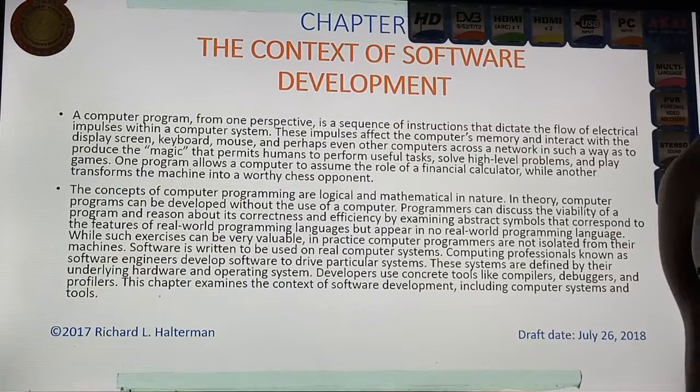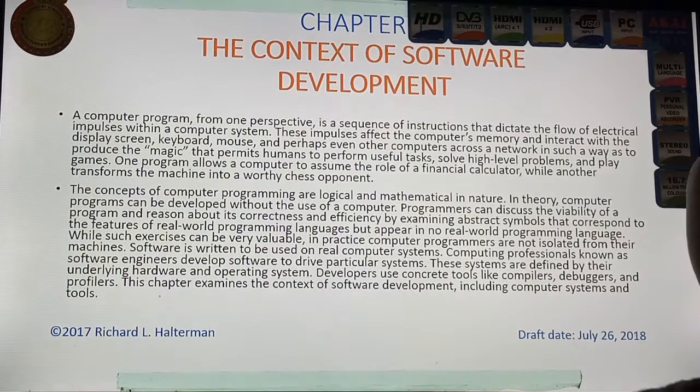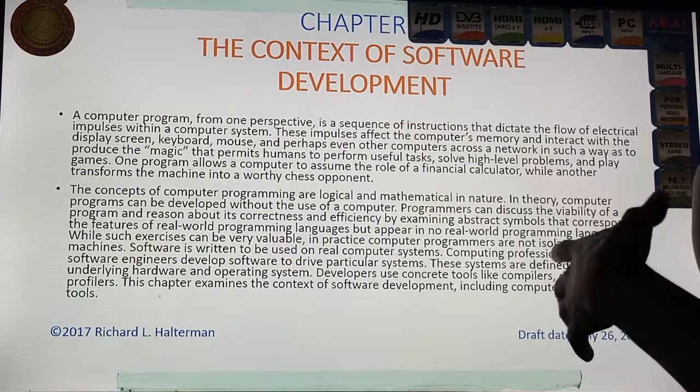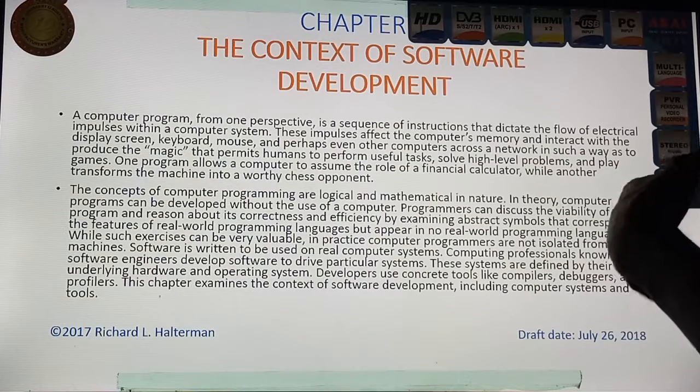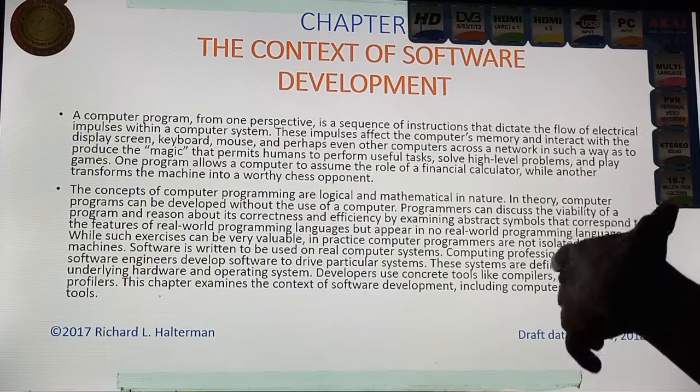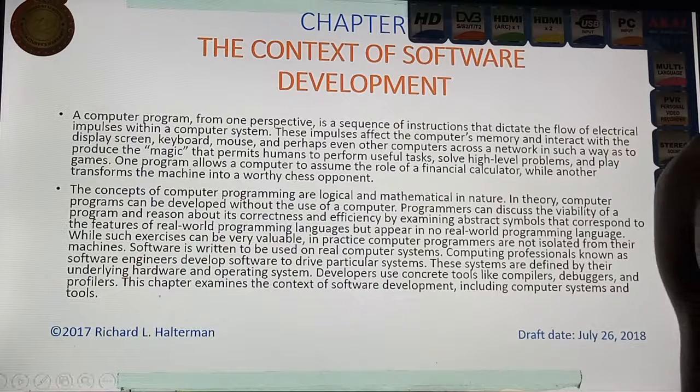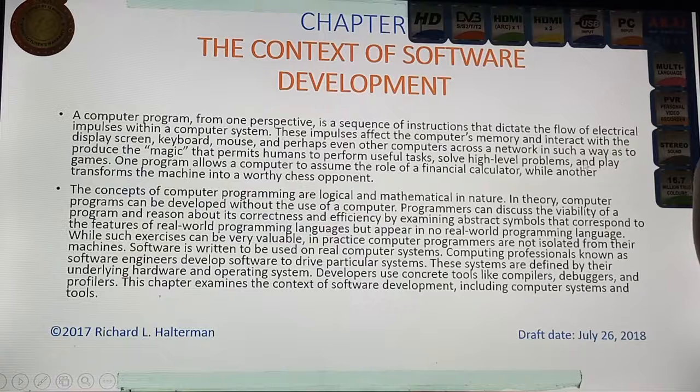But before we start, let's look at the context of software development. That's how a software is being made, or how a software comes about. A computer program, from one perspective, is a sequence of instructions that dictate the flow of electrical impulses within the computer system. As it says over here, a program is what determines how a computer behaves in every way, and that is what we call a program or a software.